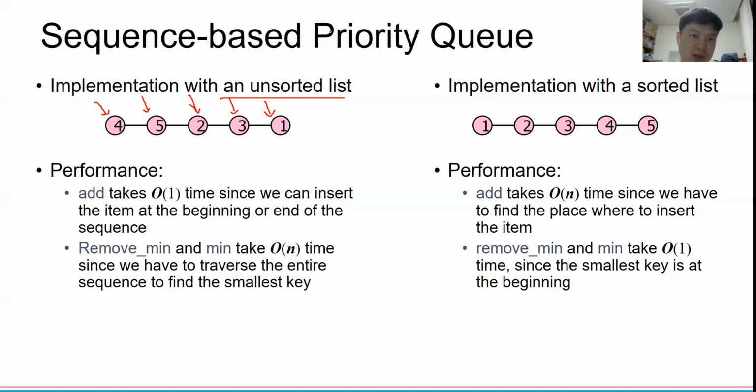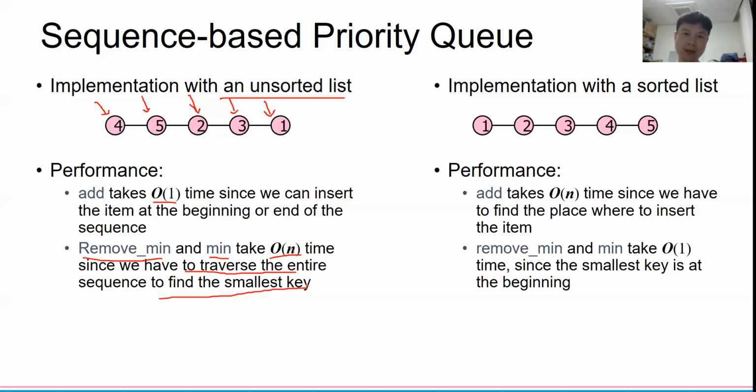If you're just adding to an unsorted list, then the add function will take O(1) time, since we can insert the item at the beginning or at the end of the sequence. So if you want to add, add, add, then it's easy, especially if you add like a queue, where every time you have a new object you add it at the end. But if we want to remove the minimum or check the minimum, it will take O(n) time, since we have to traverse the entire sequence to find the smallest key. This is the worst case. If you understand the binary search tree, maybe it will be easier. It will take log n.